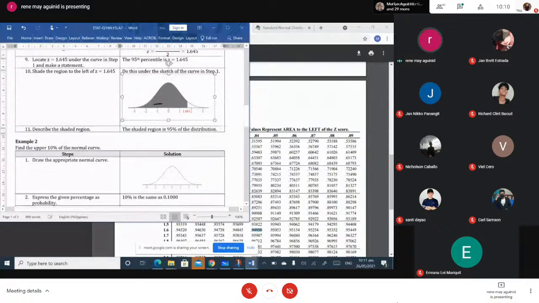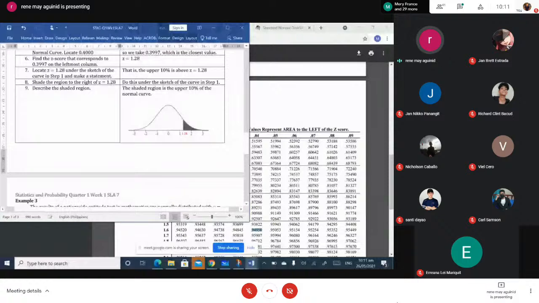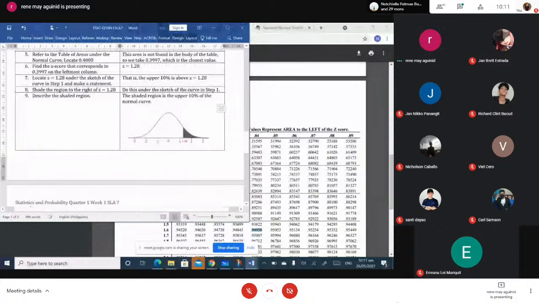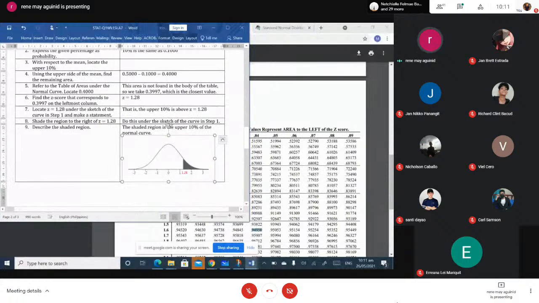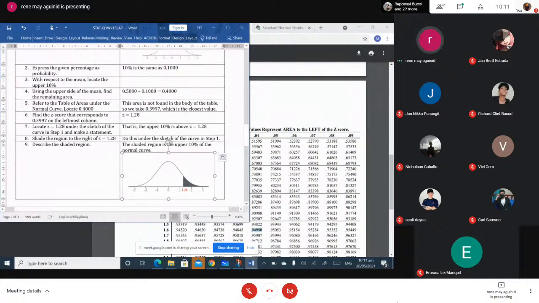Where is the upper 10%? If you talk about the upper 10%, the upper 10% is here. So we subtract it from 1 or from 0.5. Using our table, 0 to right, express it as a decimal first. The 10% is equivalent to 0.1. So the upper one is 0.1.